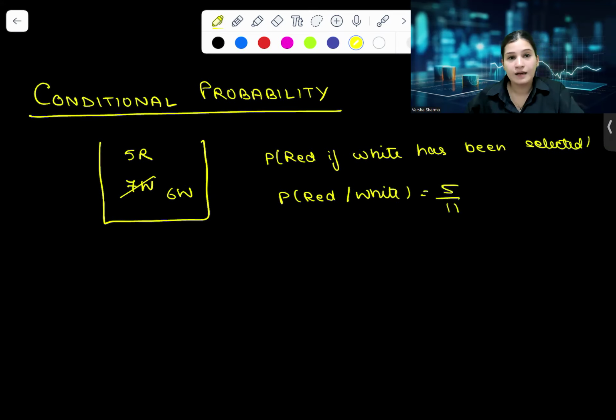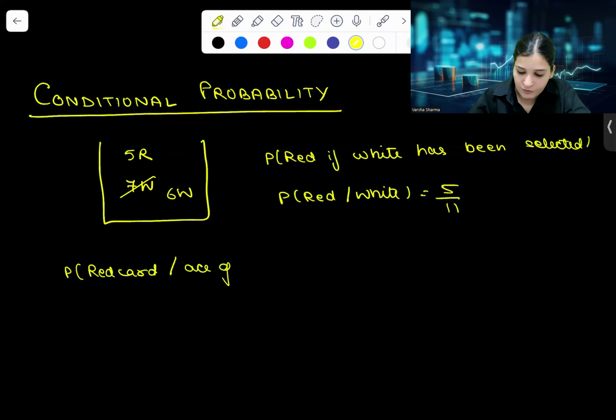Understood, everybody? Suppose from a deck of 52 cards, 2 colors, 4 suits, I pick up a card which was found to be ace of diamond. I threw that away. From the remaining deck, I pick up another card. What is the probability that I'll get a red card given ace of diamond was already selected? Can you tell me the probability? 25 by 51. Very good.